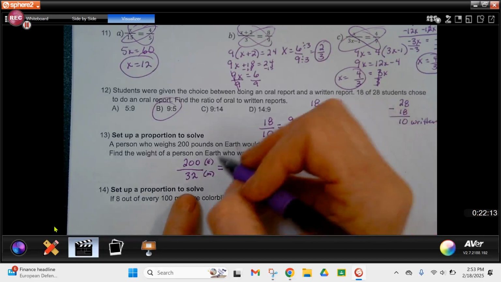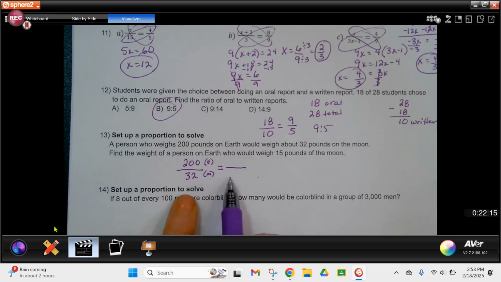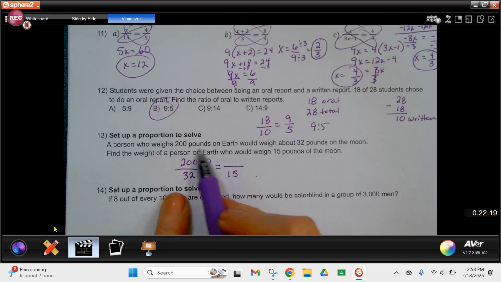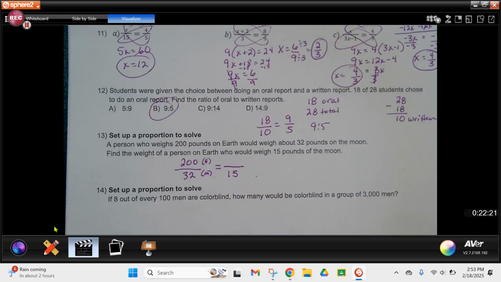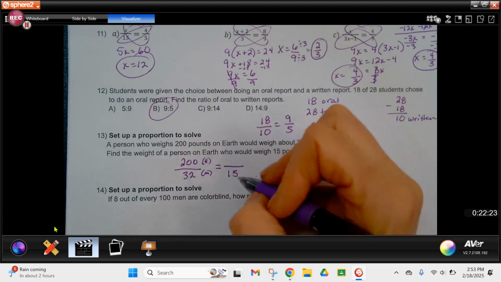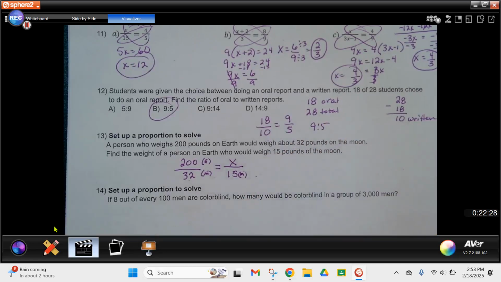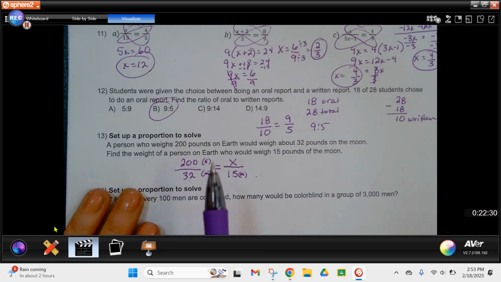So if he weighs 15 pounds on the moon, we need to put 15 down here. It needs to match our 32. Otherwise, our proportion isn't proportional in the way that we want it to be. So 15, he weighs 15 pounds on the moon. How much would this person weigh on Earth? So if they weigh 200 on Earth, they weigh 32 on the moon. How much would they weigh on Earth if they weigh 15 on the moon? So this should be a little bit smaller, right? We have 15 here and 32. This should be smaller than 200.